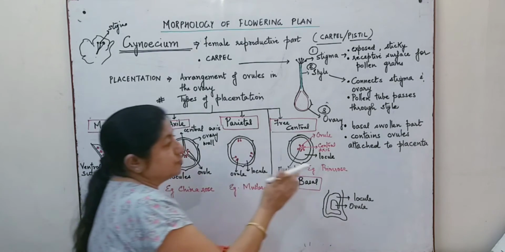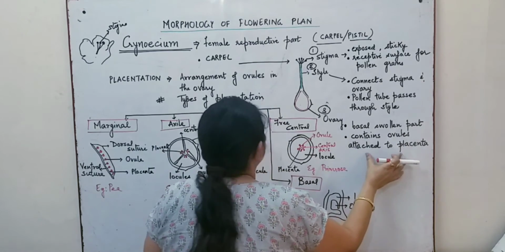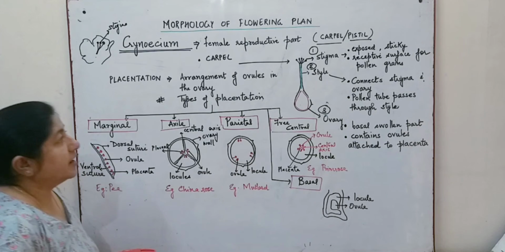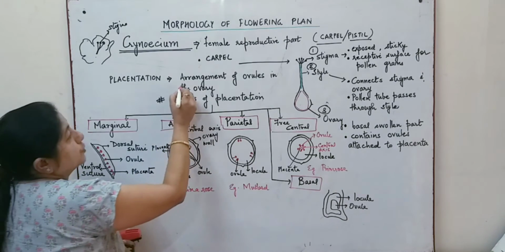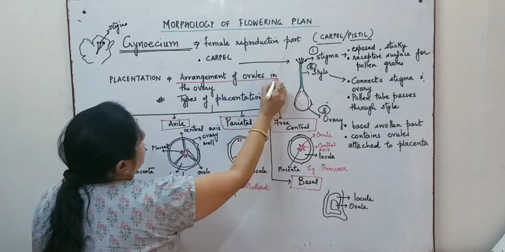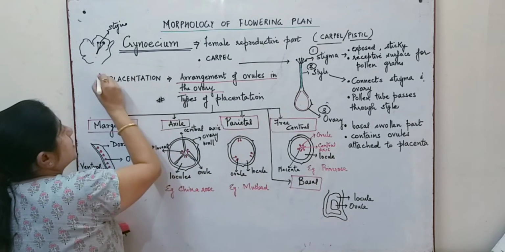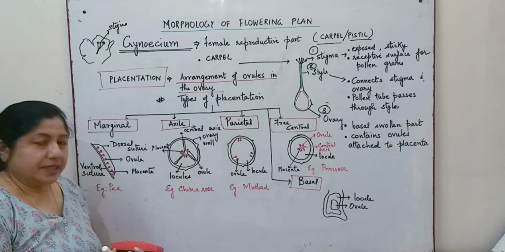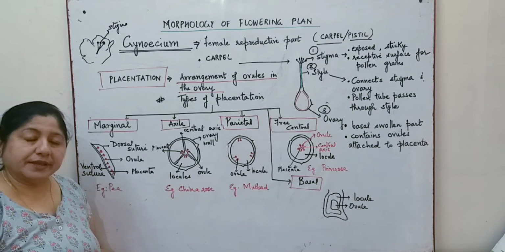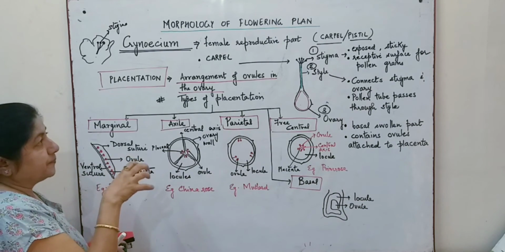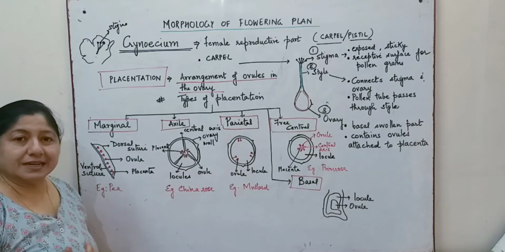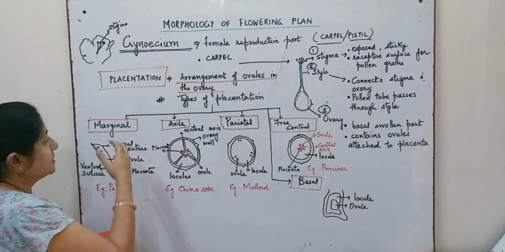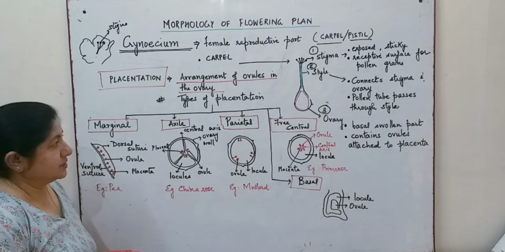Now the ovary has ovules, and these ovules are attached to placenta, and the placenta helps in providing the nutrition. So there can be various kinds of attachment of placenta, and we call the arrangement of ovules in the ovary placentation. So placentation is how the ovules are arranged within the ovary, and we find various kinds of placentation in the case of plants. So let us study a few types of placentation.